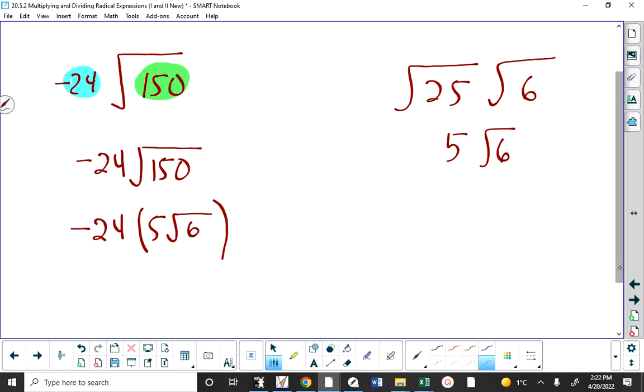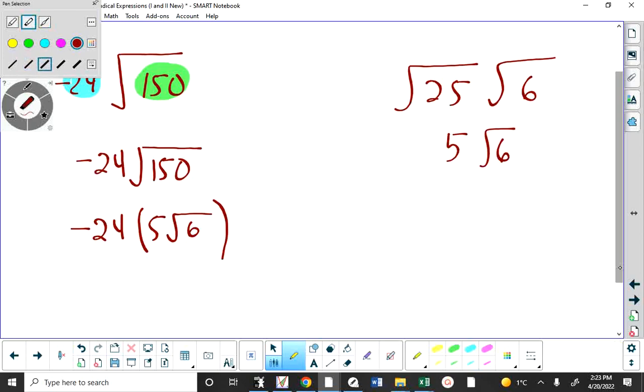You're going to see this more and more tomorrow, and it's almost like you feel sometimes, is it ever going to end? Or you do something you're supposed to do, and you create in the process something else you need to do. We multiplied the coefficients to get negative 24. We changed the root 150 to 5 root 6, but now what we have created are two more coefficients that can be multiplied together.